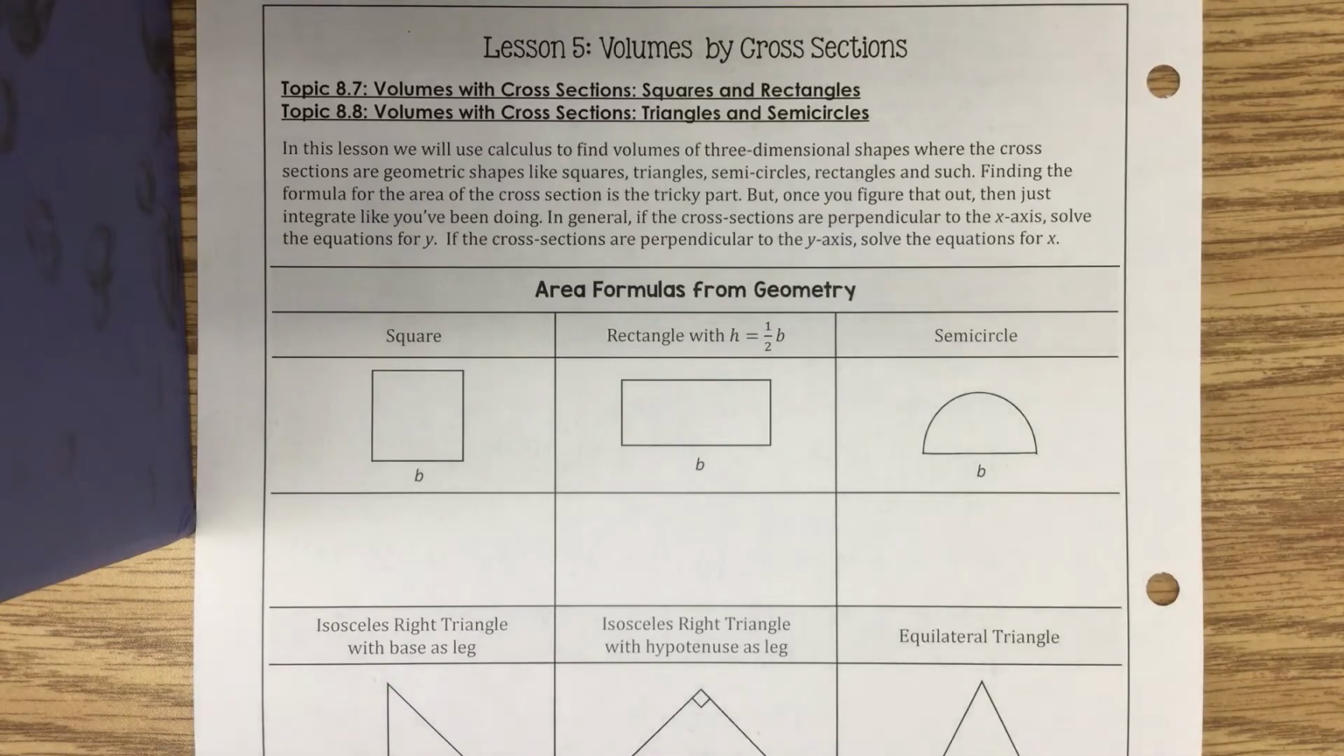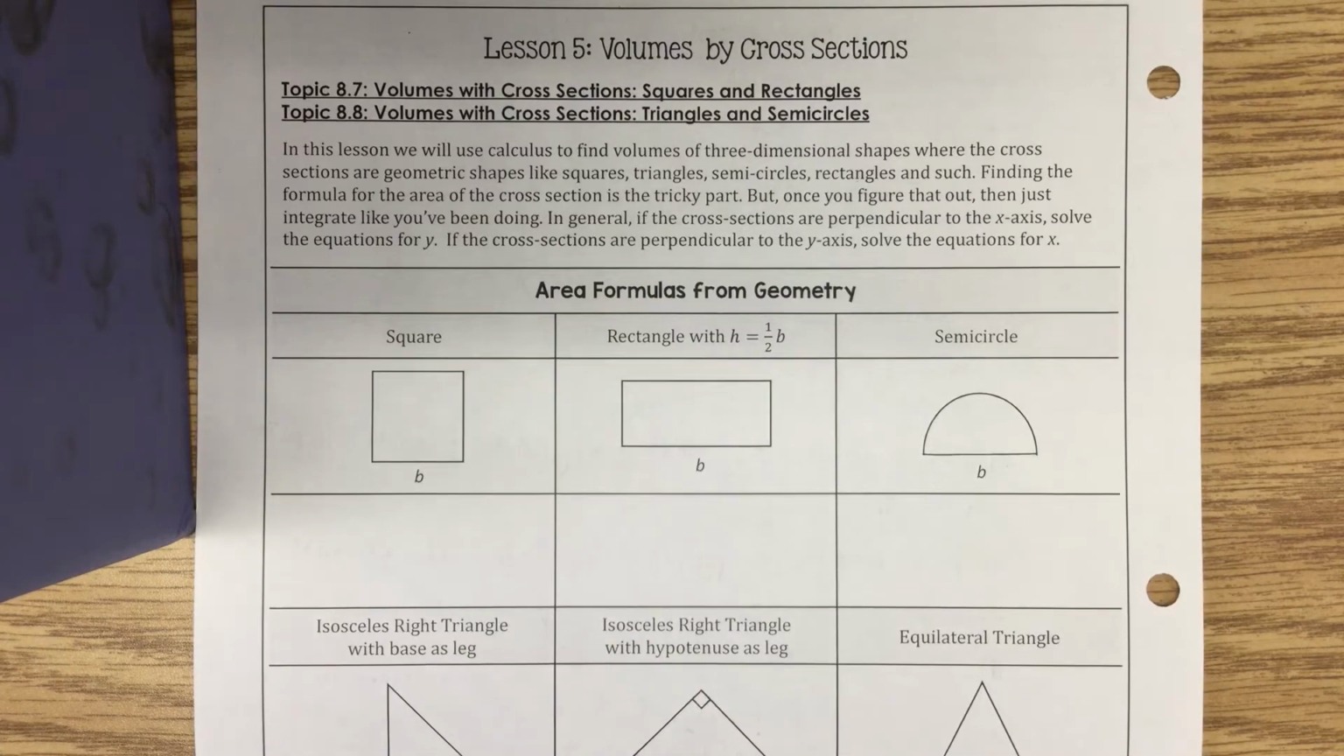All right, we're diving into lesson 5 now, volumes by cross sections. We're going to find volumes of three-dimensional shapes where we can slice them into geometric shapes like squares, triangles, semicircles, rectangles, different shapes like that. To do this, first we need to remember what our formulas are from geometry class.